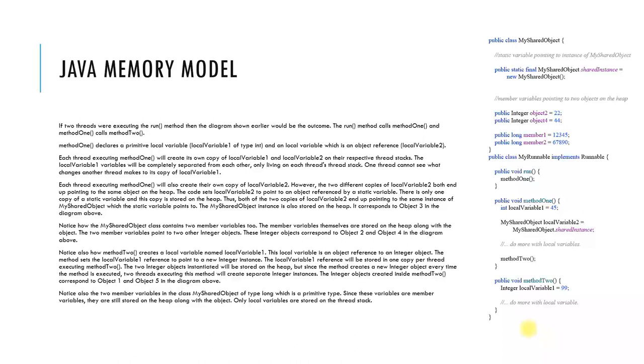And also the two member variables in the MyShared object are of type long, which is a primitive type, but since they are fields of the object, they are stored in the heap.